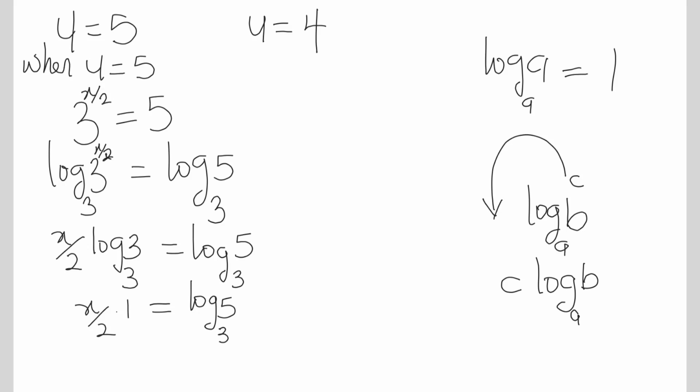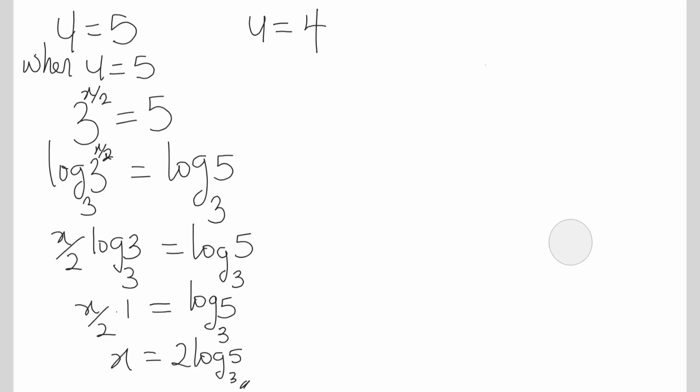And of course, I don't need to stress myself too much. All I just need to do is multiply through by 2. So multiplying through by 2, we know that x equal to 2 log 5 base 3. That's one of the solutions for our x. Now let's get the other solution, using u equal to 4. So when u equal to 4, we know that 3 raised to the power of x over 2 equal to 4.